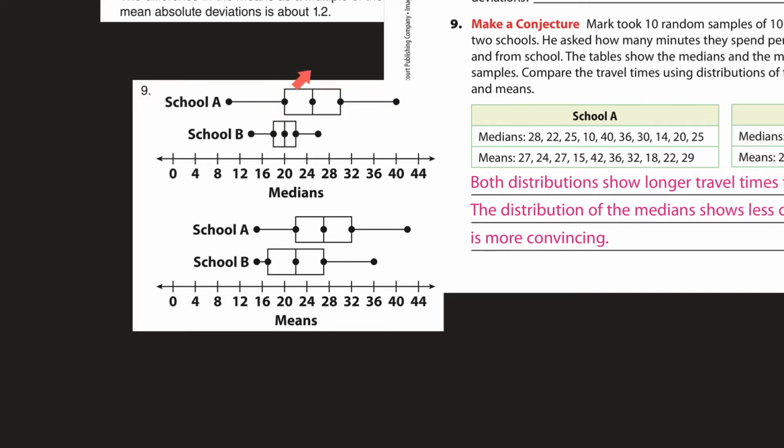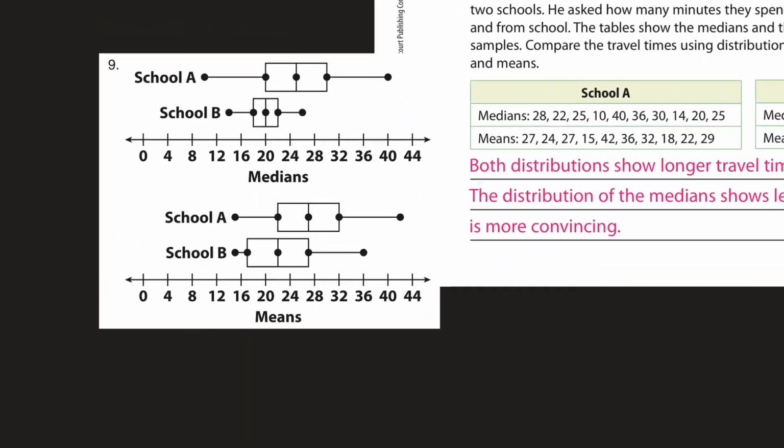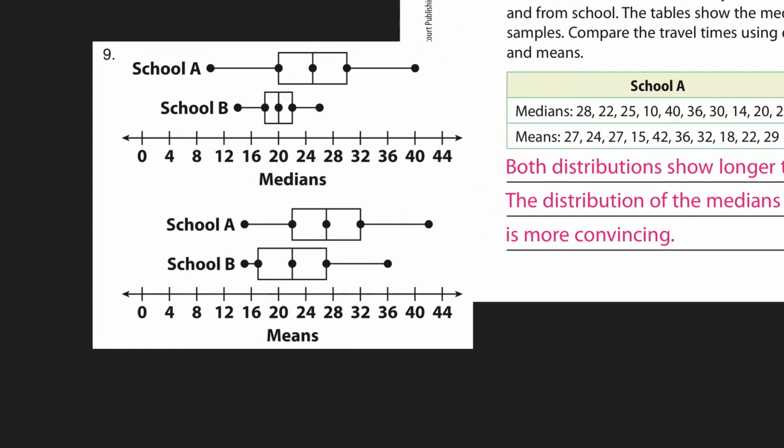Here, 75% of the data is at or above the median, and the same thing here. The 75% of this data is at or above the median. So longer times for school A, and the distribution of the median shows less overlap, so it's more convincing. Yeah, so there is less overlap. Exactly. They're not on top of each other.